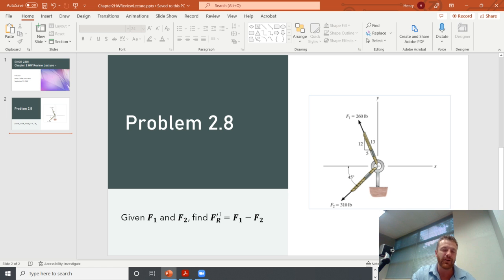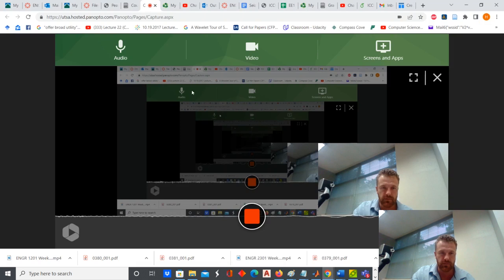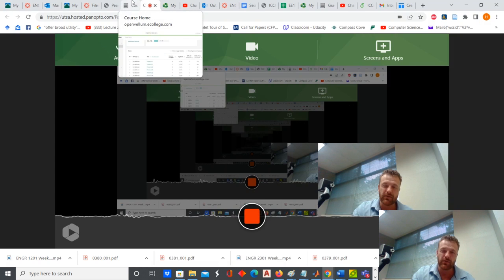Usually in the text, when they have F sub r, they're talking about a resultant force. But note that in this case, it is not a resultant force because this force is actually defined as the difference of F1 and F2. So we did talk about a geometrical definition that would allow us to actually compute the difference of those two forces. It was based on the triangle rule.